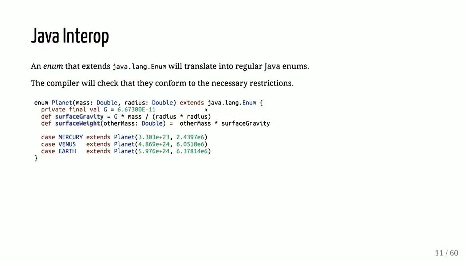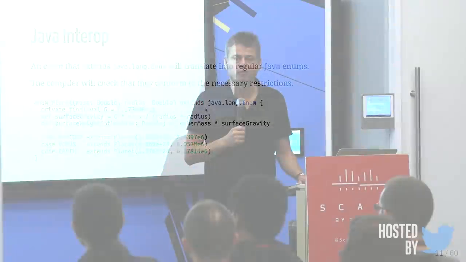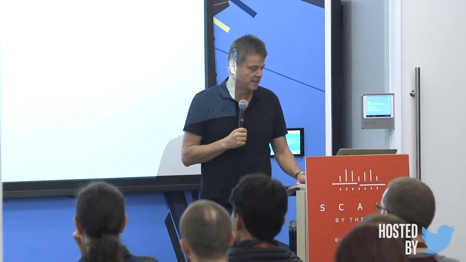Here's an example that also shows you can have more complex enumerations than just the three color values. Enumerations can have parameters, like mass here, and they can have members like a private field here and two public methods. And the cases of an enumeration then pass the parameters in to the base trait. That's again pretty similar to the way Java does it. In fact, this example is taken from the standard Java documentation of enumeration. So I just wanted to show you that, yes, you can express these things in Scala as well. Good, so that was the number one thing.